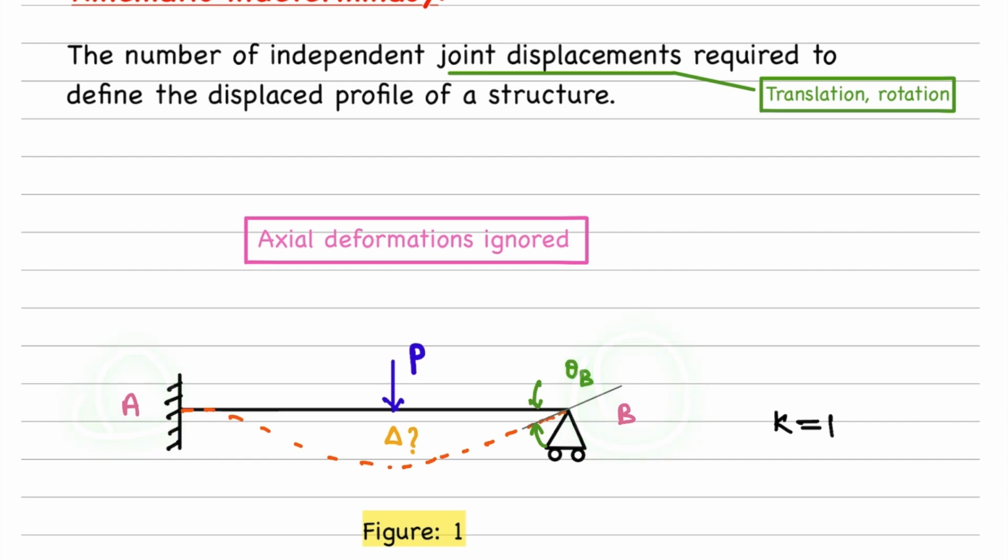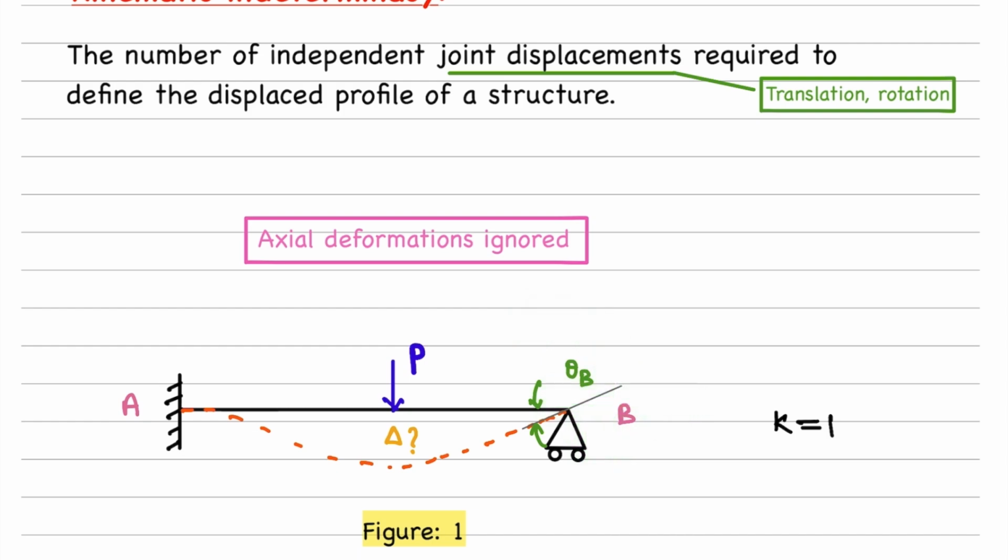This is a fixed support, so we can't expect any translation or rotation here. However, when we move to this right support, it's a roller support. It just doesn't permit this transverse displacement, right? So this is straight away zero. What remains? This horizontal translation and then a rotation.